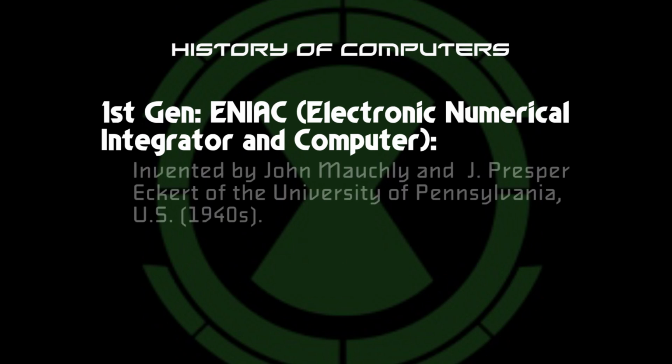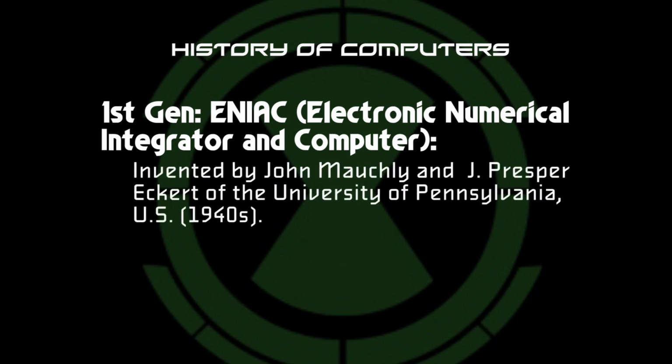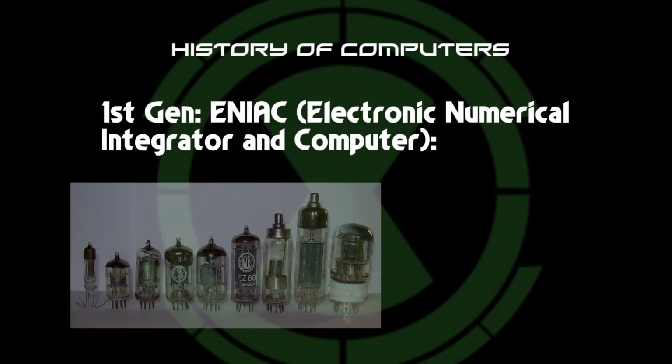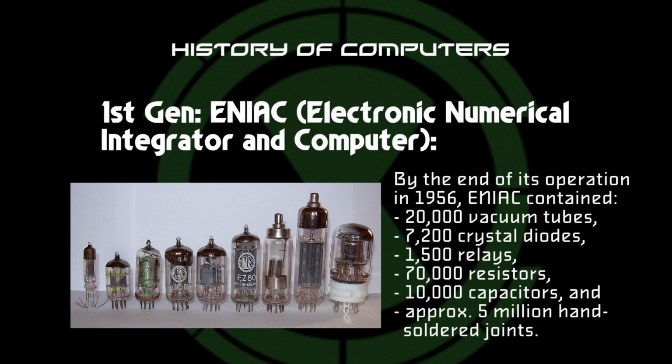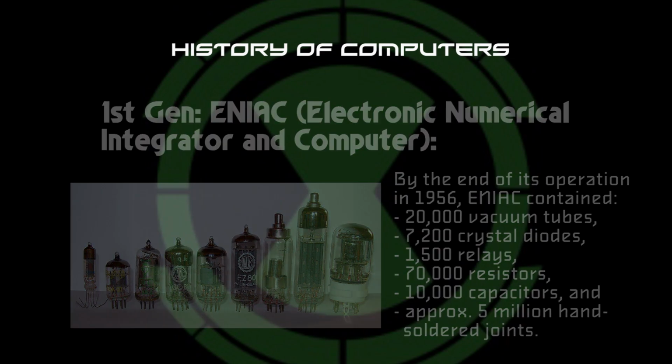ENIAC was designed by John Mauchly and J. Presper Eckert of the University of Pennsylvania, U.S. By the end of its operation in 1956, ENIAC contained 20,000 vacuum tubes, 7,200 crystal diodes, 1,500 relays, 70,000 resistors, 10,000 capacitors, and approximately 5 million hand-soldered joints.